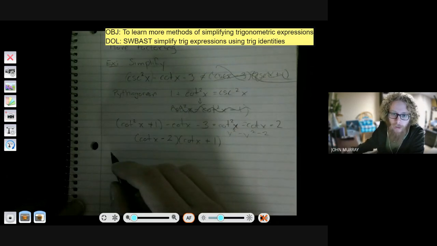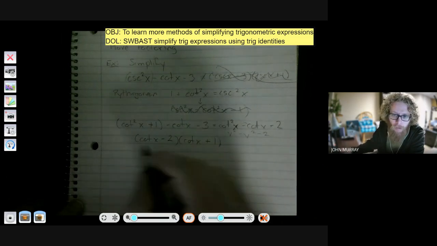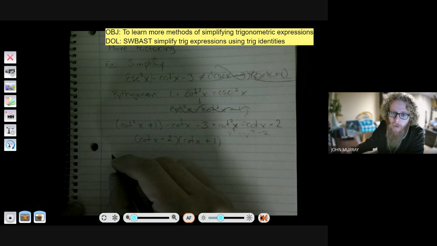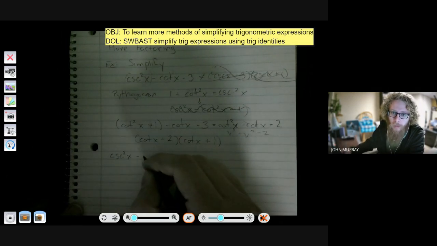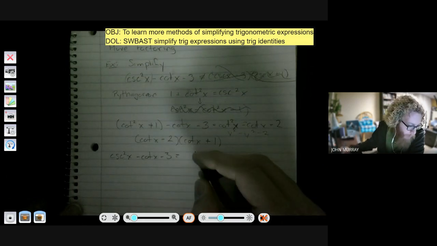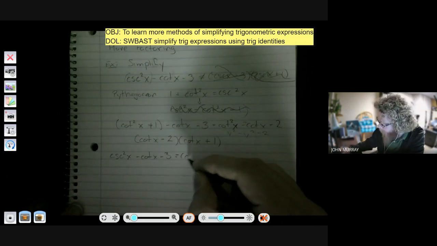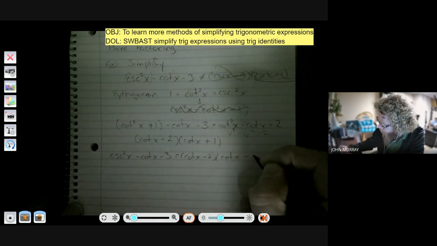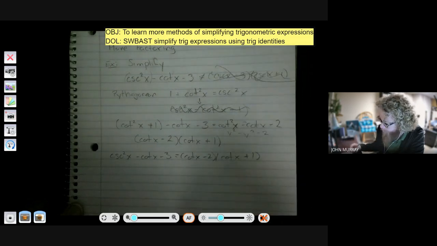All right, so I'm going to write this again. You don't have to write this. Once you have the simplification, you can just circle it or write it in as your answer. But I'm just going to rewrite cosecant squared x minus cotangent x minus 3 is the same thing as cotangent x minus 2 times cotangent x plus 1.